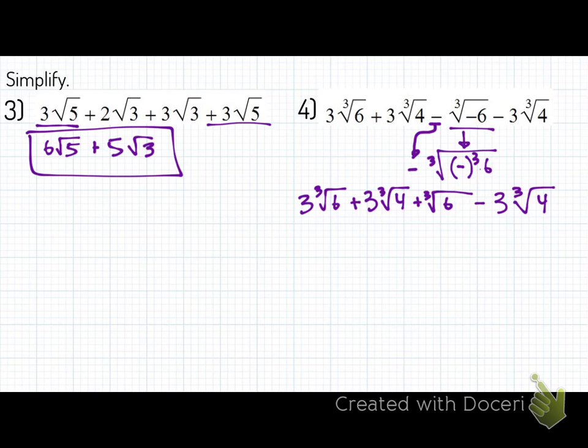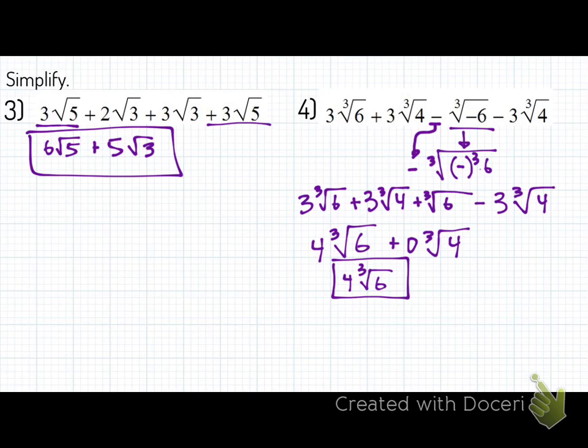Okay. Eyes up here. Look what happened. You see your answer is 3 rad 6 plus blank rad 6, or 3 rad 6. Good. So 3 cube root of 6 plus cube root of 6 is 4 cube root of 6. Do y'all agree? Yep. Good. What's 3 cube root of 4 minus 3 cube root of 4? 0 cube root of 4.